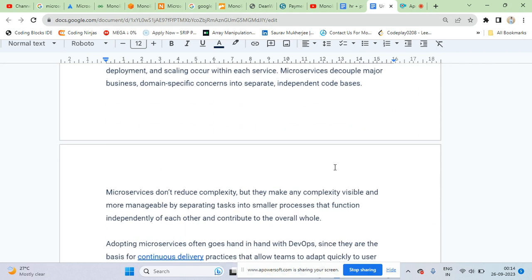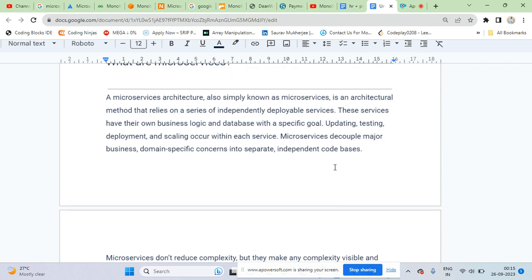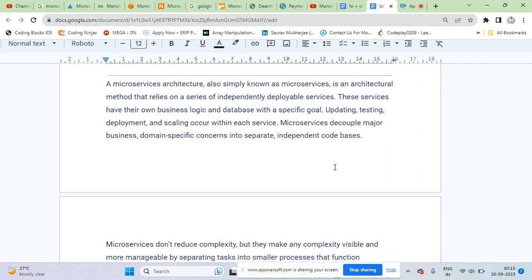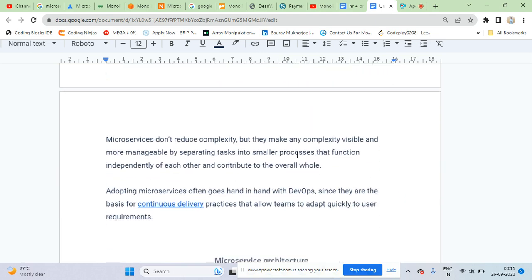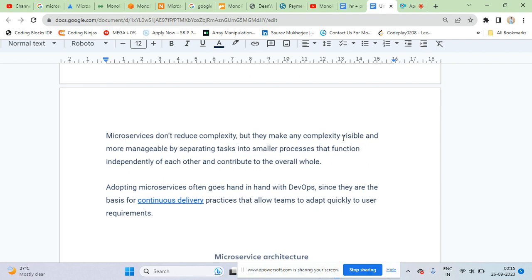Decoupled major business domains. So these are the three points: a single unit of code, coupling of all services, and features like updating, testing, and deployment. In a monolith they are done the same way for everything, but in microservices they can be done separately, as independently deployable services. Microservices do not reduce the complexity, but they make the complexity visible.